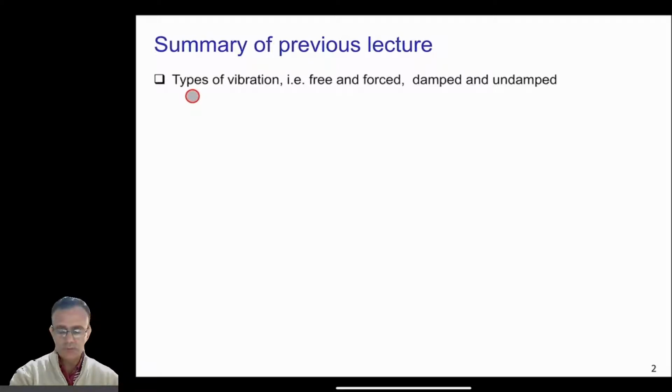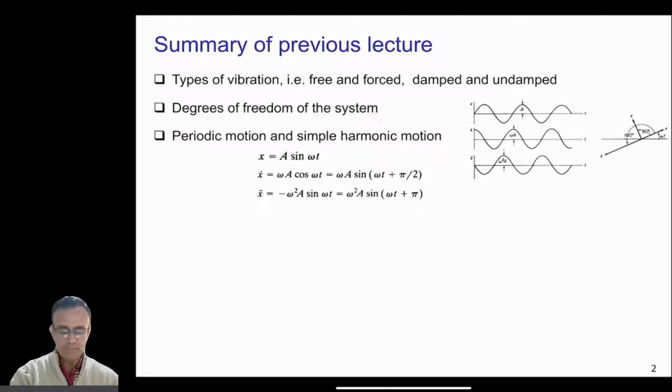We discussed different types of vibrations, that is free vibration and forced vibration. We also discussed damped and undamped vibration, and the degrees of freedom of the system. In this course, we will only be dealing with a 1 degree of freedom system. We also discussed periodic motion or simple harmonic motion.